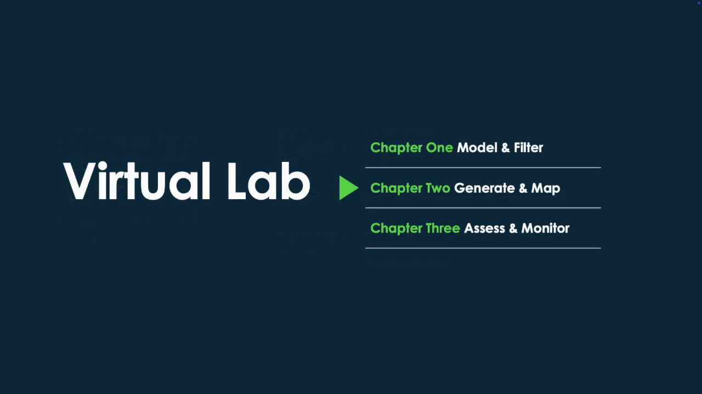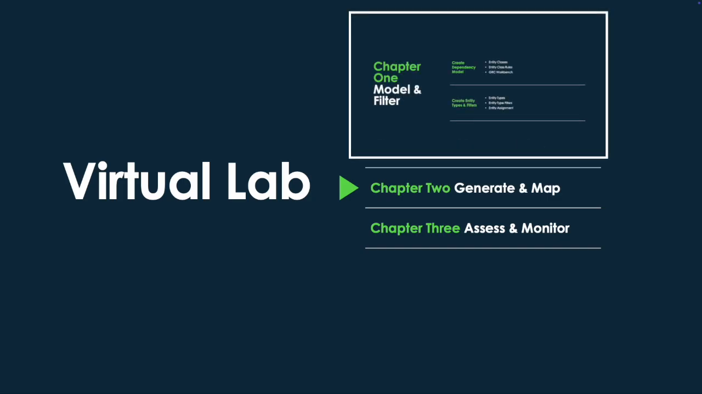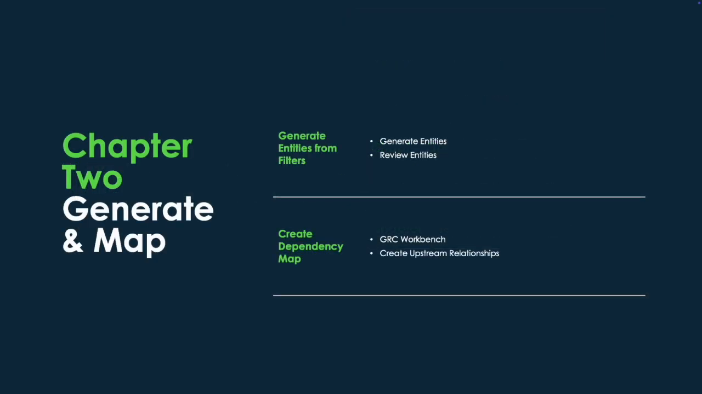Welcome to Chapter 2, Generate a Map. In Chapter 1, we built our dependency model based on the organisational hierarchy defined during the process workshop. This provides the rules for the dependency map so that entity relationships can be defined based on the entity classes. We defined the entity types so that entities can be generated and classified. So now we need to generate those entities and create the dependency map.